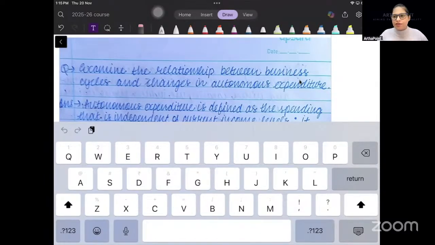Hi, good afternoon, everyone. So, we are going to first take this question. Let's discuss this, and then we will continue with Indian economy. So, this is question 1C of the paper 2021. The question says: examine the relationship between business cycle and changes in autonomous expenditure.